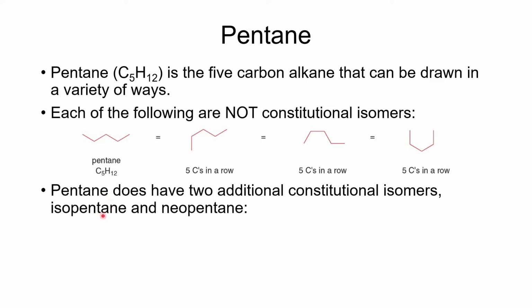All right. Pentane does have 2 constitutional isomers, isopentane and neopentane, but again, this is different connectivity. So here we've got a 4-carbon chain with a methyl group on the second carbon, and then here we've got a 3-carbon chain with 2 methyl groups on the second carbon. So those are different molecules.